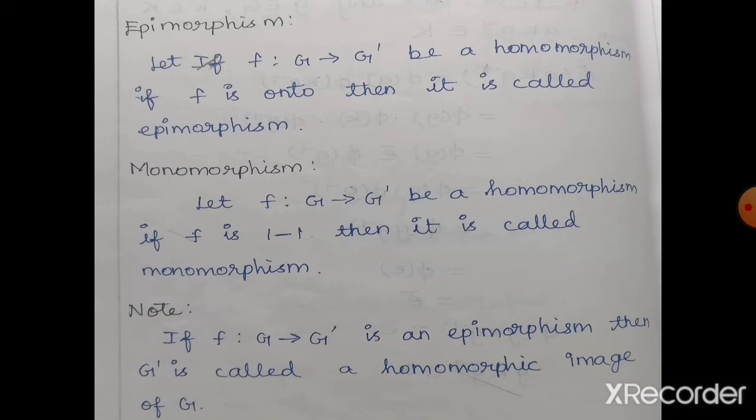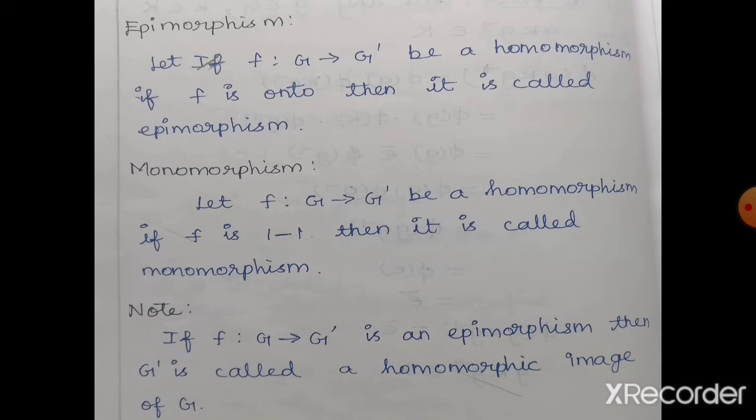The next thing is epimorphism. The epimorphism definition: we take a mapping f from G to G dash that is a homomorphism. If f is onto then it is called an epimorphism. f should be a homomorphism and also f is onto, then we can say the mapping is an epimorphism.